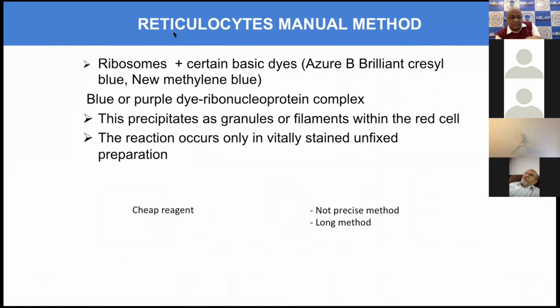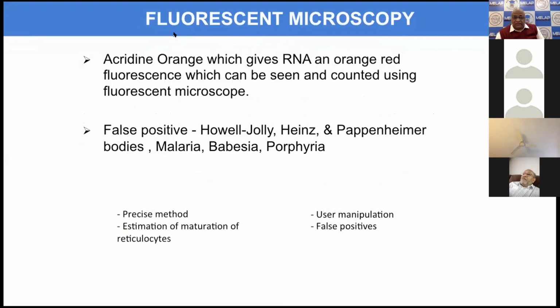In this reticulocyte, ribosomes are stained with basic dyes, supravital stains, either brilliant cresyl blue or new methylene blue. They form a ribonucleoprotein complex, which is bluish or purplish in color. These are observed as granules within the red cells. The advantage is this is a cheap reagent, but this is a non-precise method. Variation is very high, and it is a long method. It is very difficult to decide.